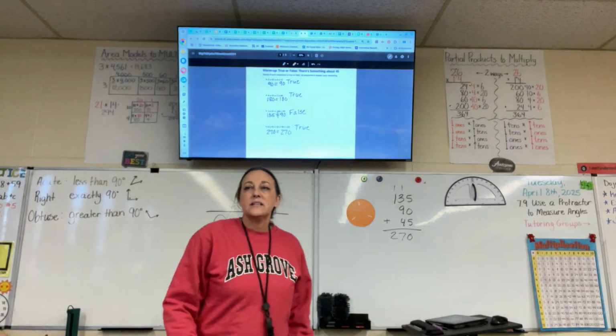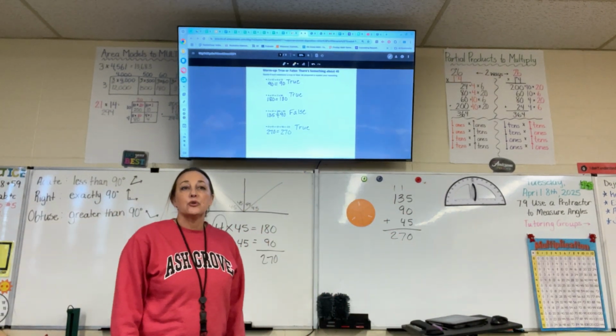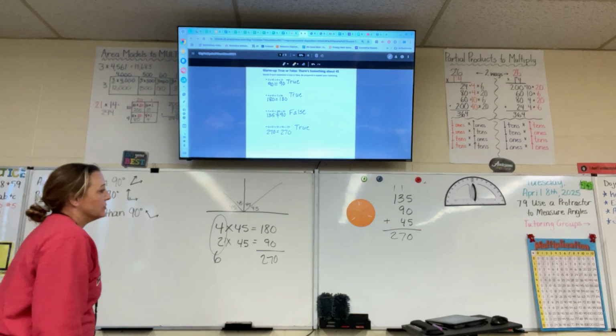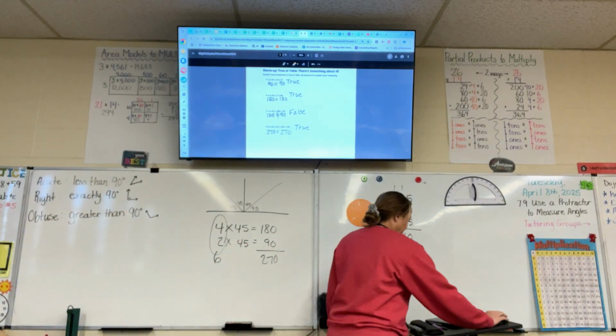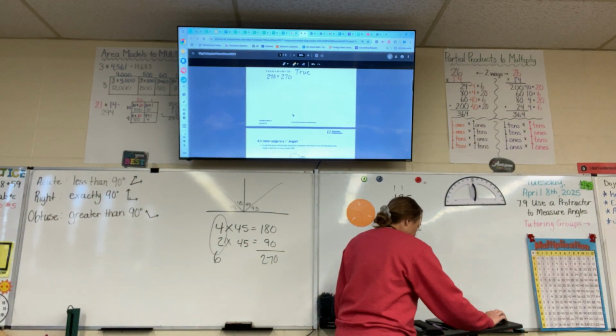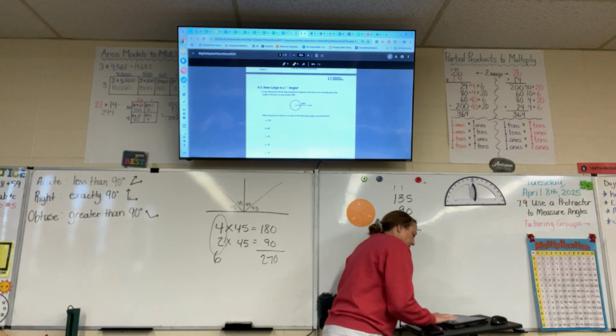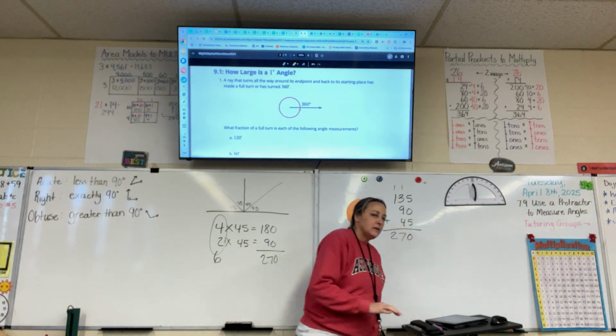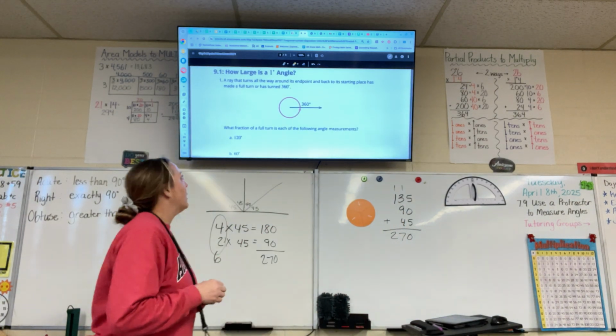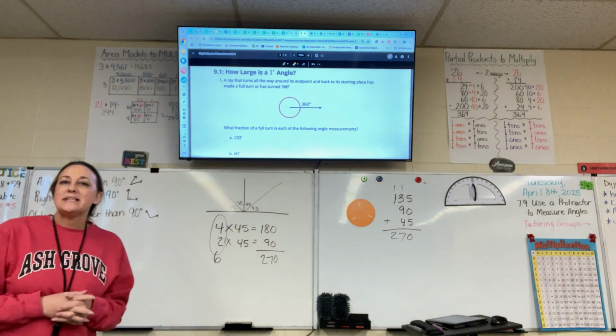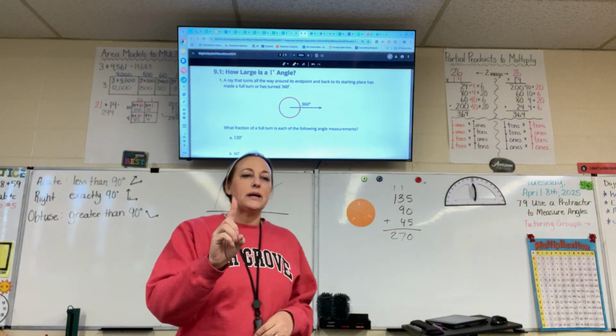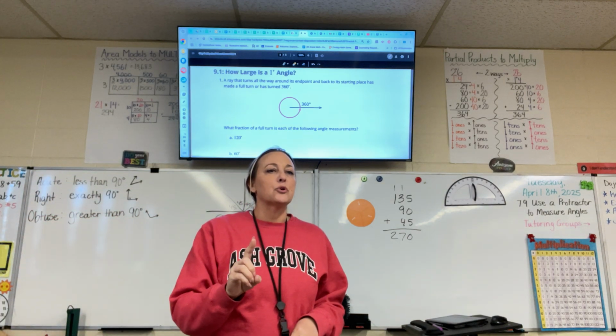Today we're doing lesson 7.9, use protractors to measure angles. 9.1 says, how large is a 1 degree angle? Where's your protractor at?